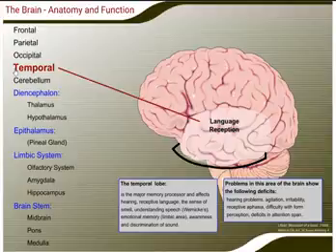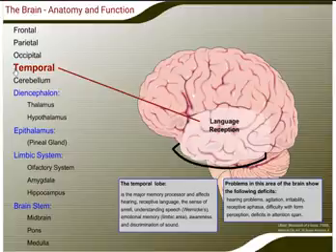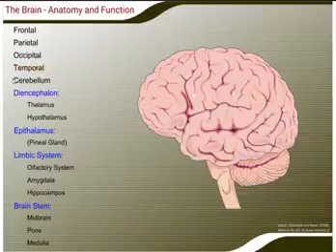Problems in this area of the brain show the following deficits: hearing problems, agitation, irritability, receptive aphasia, difficulty with form perception, and deficits in attention span.